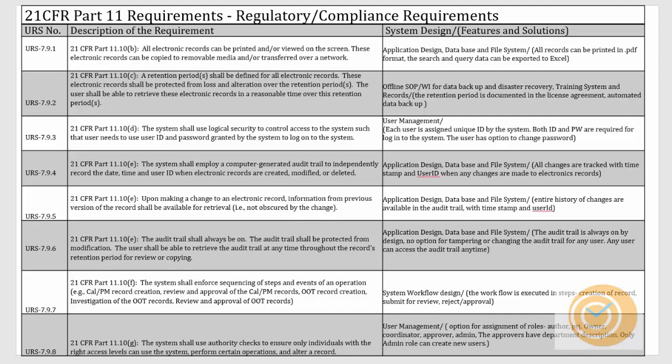So all electronic records can be printed or viewed on the screen. You should have a system designed in such a way that it is able to print the records into PDF format or export the records into Excel or some other formats. And you should be able to copy the data onto removable media. What that means is you can copy your data onto USB drives or CD drives or something.